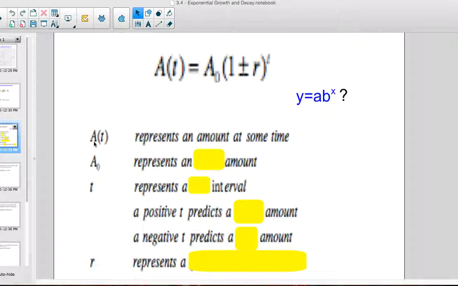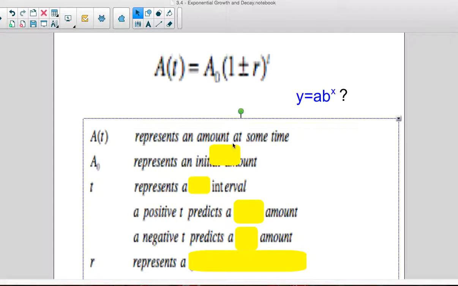So A of t is going to represent an amount of something at some time, right? At whatever time t you plug in for, the amount is going to be what the whole thing is equal to. Same thing as the y. Amount of bacteria, amount of money, amount of population, amount of something. A sub 0 usually means initial. So A sub 0 represents the starting amount or the initial amount.